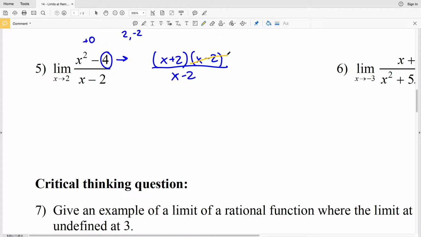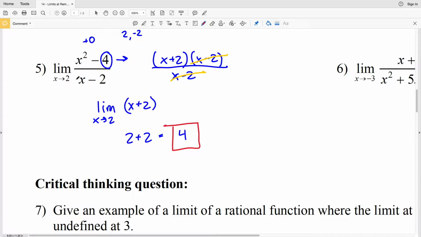Now you can see that x minus 2 will cancel out with x minus 2, so we're finding the limit of x plus 2 as x approaches 2. So we'll plug in that value of 2 for x to get 2 plus 2 equal to 4. So even though we have a removable discontinuity when x is equal to 2, because the function at 2 is undefined, we still have a limit of 4.